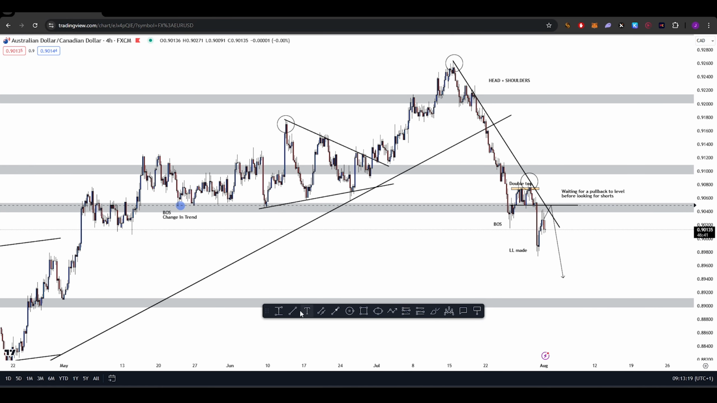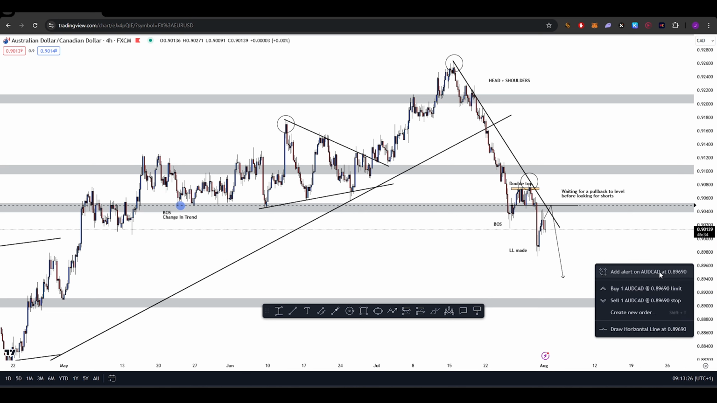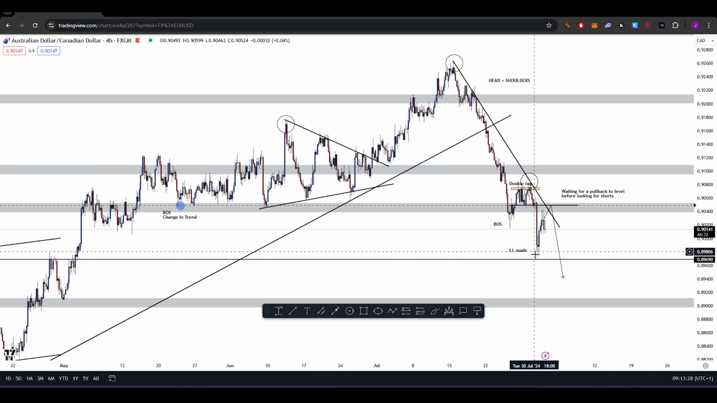If we look to our left, we've got a bit of support here. Let me just add that as a horizontal line. You can see the support where I'm targeting for. So this support, we haven't touched it. Broke out, made a lower low, pulled back. I want to see a pullback into this level here, which I've set the low at.